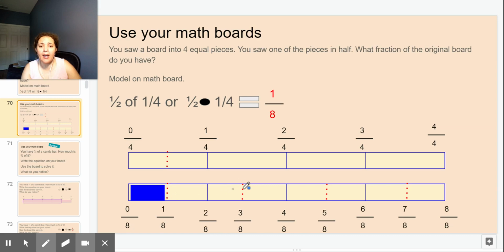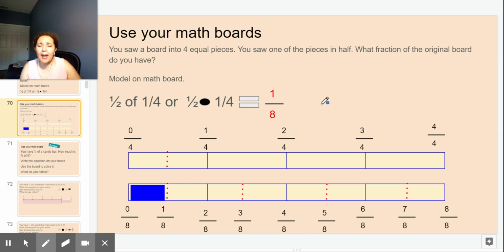Okay. So what fraction of the original board do I have? So I have this little itty bitty piece here, right? But if I divide this in half, then I got to divide my other fourths, 1/4 in half. So I went ahead and did that here with my lines. I divided that one in half, divided that one in half, divided that one in half, divided that one in half. Now that gave me 1, 2, 3, 4, 5, 6, 7, 8 equal pieces, right? And how much do I have? I only have 1 out of the 8 equal pieces.